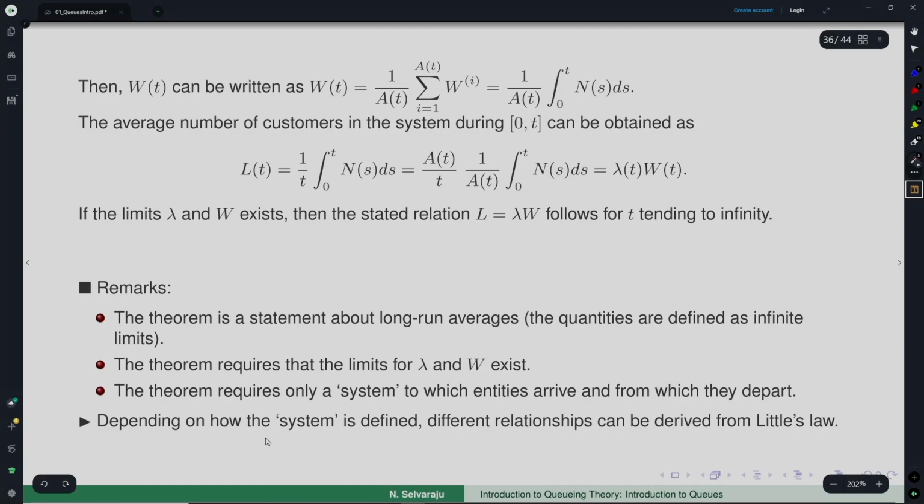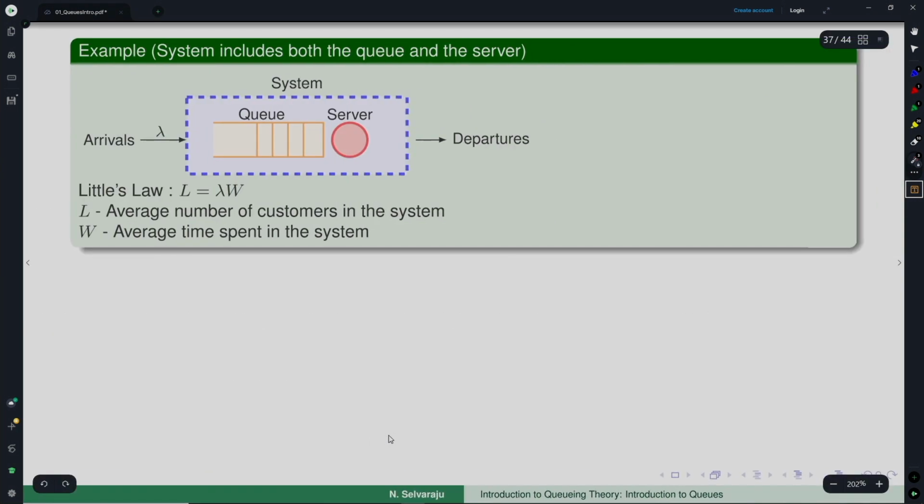Okay. Now, come back to what this generalization means. Depending upon how the system is defined, different relationships can be derived from Little's law. That is what we said. So, the most common one, which is what we have written and understood so far, is that the system includes both the queue and the server. So, you have an arrival, a system which has a queue and a server, and from which it departs. So, L equal to lambda W, where L is the average number of customers in the system, meaning in this whole thing, and W is the average time spent in the system. So, this is one way of looking at it in a more general setup.